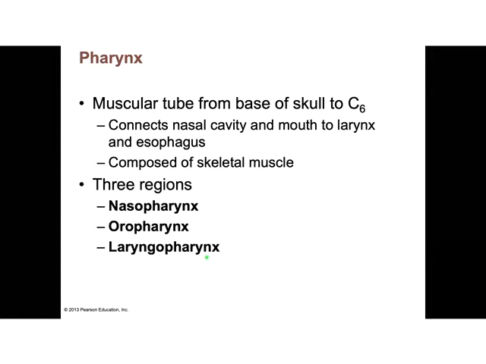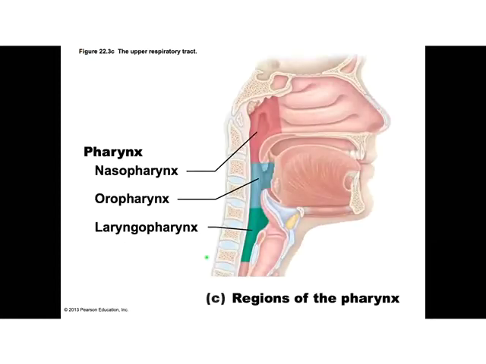The three regions: the nasopharynx behind the nose, the oropharynx behind the mouth, and the laryngopharynx behind the voice box or the larynx. Okay. The reason for it being lined with stratified squamous epithelia is to resist abrasion from food and drink and air, you could argue, passing through these areas.